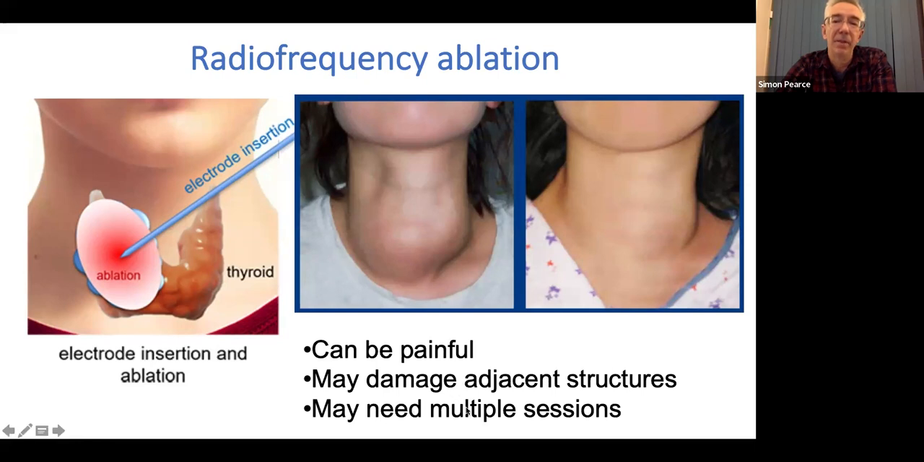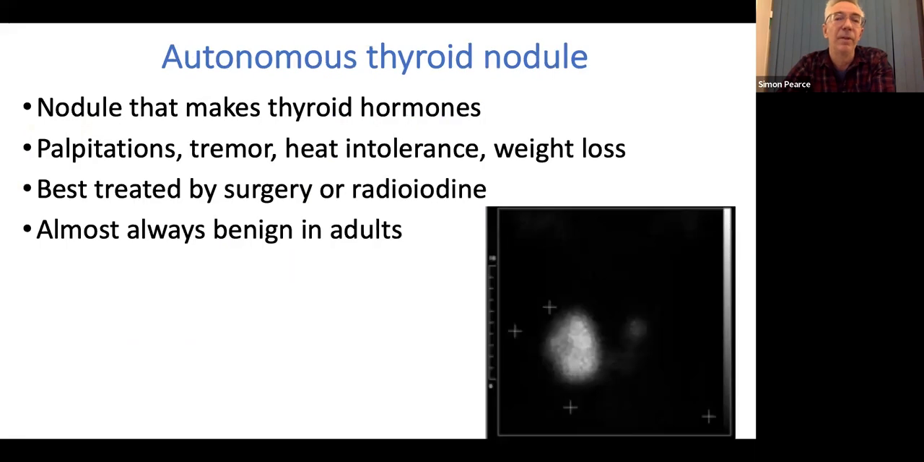As I said, you may need multiple sessions, but this is one person who had that treatment. You can see you've got a pretty big nodule there, and that's a really good cosmetic result. So over 3 to 6 months, this treatment can really shrink a nodule. But in general, in the UK, we'd only recommend it on benign nodules, although in other parts of the world, they are treating some cancers with the same treatment.